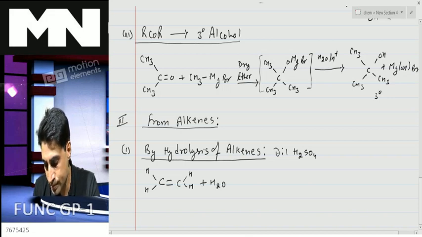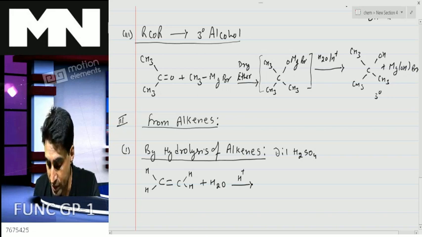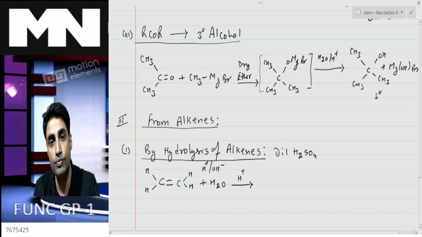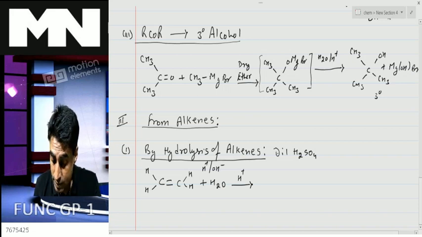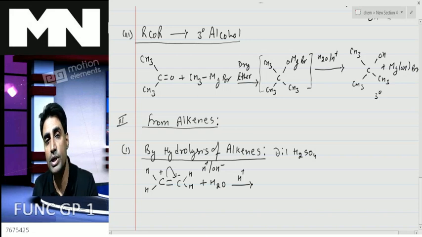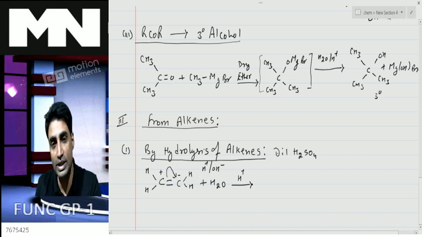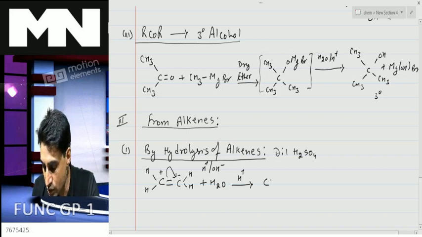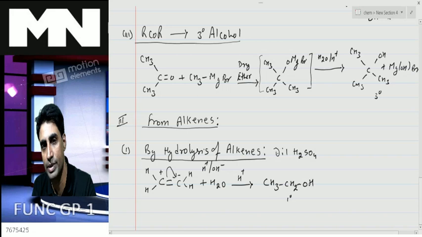plus H2O. In the presence of an acid, the water will break up into H positive and OH negative. In the presence of water, the pi electrons will come toward one of the carbon atoms. One carbon will become negative, another carbon will become positive. So OH negative is going to attack the carbocation and H positive is going to attack the anion, leading to the formation of an alcohol, that is CH3CH2OH, which is a primary alcohol. So this is how we'll get a primary alcohol.